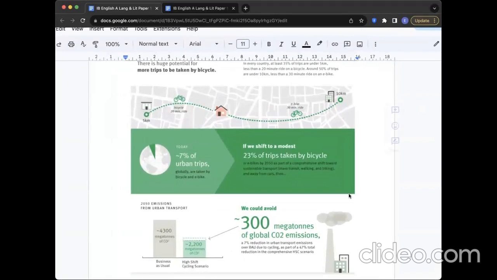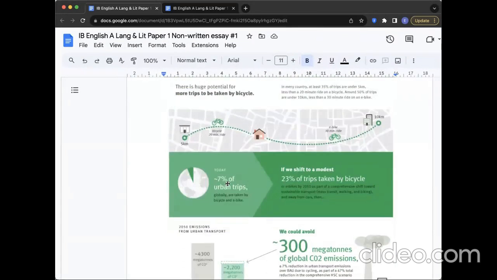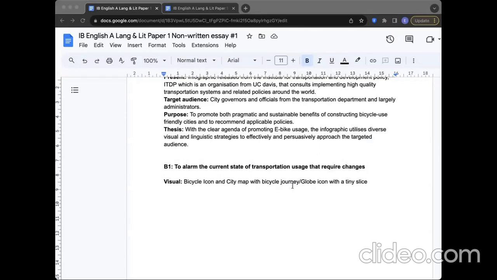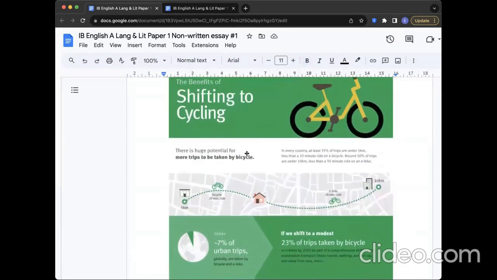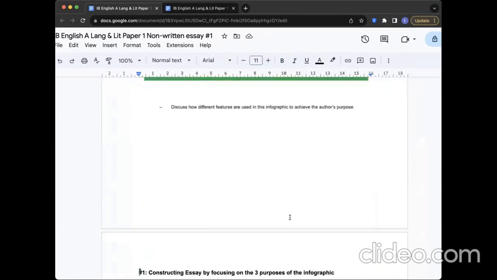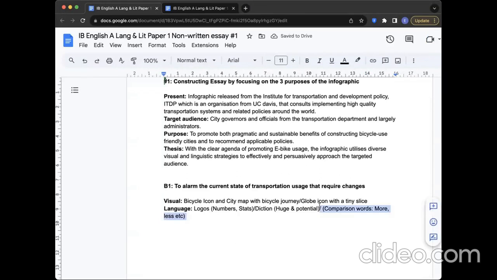And one more noticeable visual evidence is this one. The globe image, the globe icon with a tiny slice, bike. Only 7% of urban trips are done with bicycles. We can definitely make it increase by 23%. We can. That's what they say. For the language evidence, I definitely have to analyze lots of logos language, such as numbers and statistics that they are bringing to persuade the governors, and impressive diction, such as huge potential we have, things like that. I want to point out them. Lastly, I also want to bring the word choices, like comparison words, more, less, like giving some comparisons.